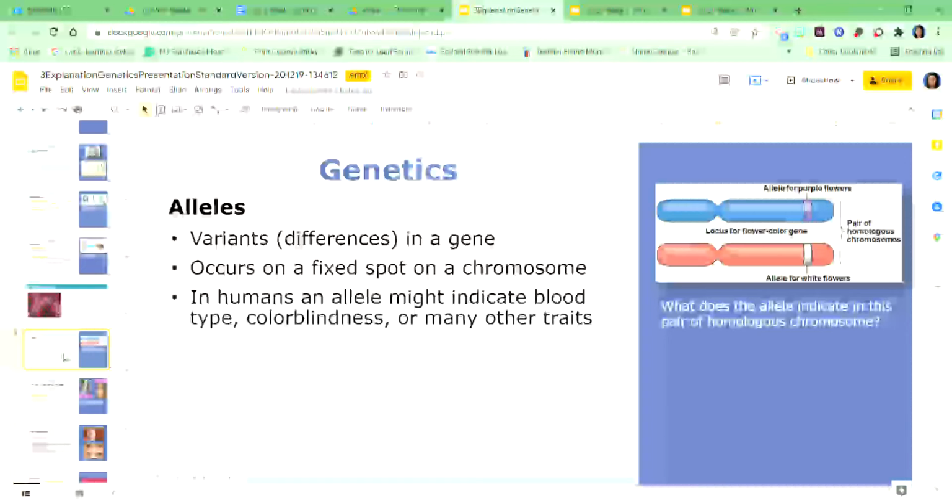All right. So genetics, again, alleles are the variations or differences in a gene. They occur on a fixed spot on a chromosome, and in humans, an allele might indicate blood type, color blindness, or any other traits. So these are genes. Each of these colors is a different chromosome. And then the allele is that little segment on each one. So on the blue, the allele is for purple flowers, and on the red, the allele is for white flowers.